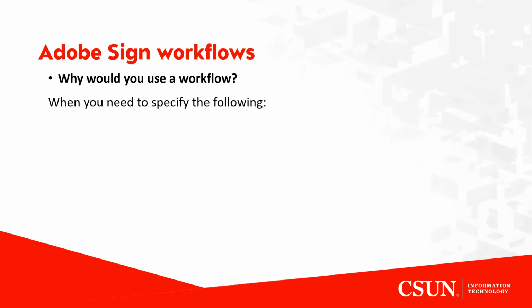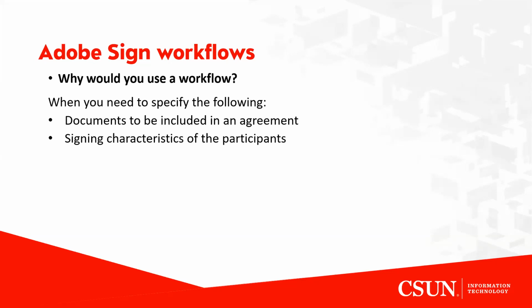You would use a workflow if you need to specify the following, and I'll go through these one by one. You would need a workflow if you want to specify which documents you want included in an agreement. Also, specific signing characteristics of participants. For example, do you want it to say VP signature or vice president signature for the signing characteristic of the participant? Nikki will give specifics on this, and I'll show this in the demo too, but you can be very specific on the labels for signers.